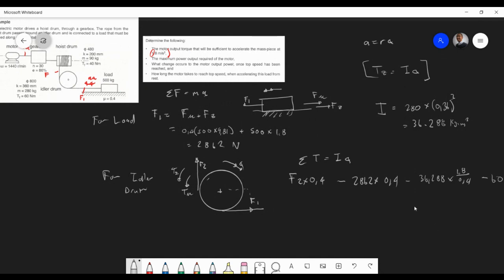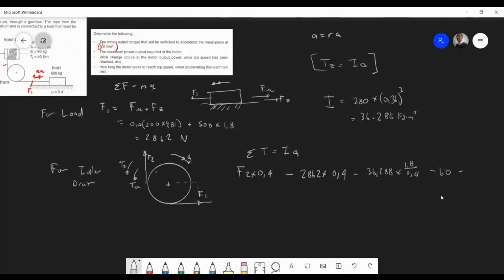Right? And that equals 0, and then we can solve for F2. Right? So that should be simple, right? I think that's simple enough. Let's see what we get. 60 plus 206.